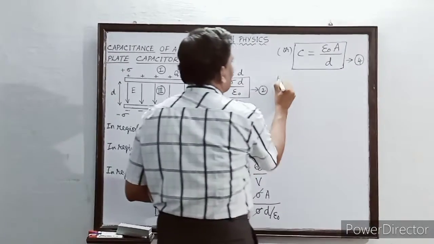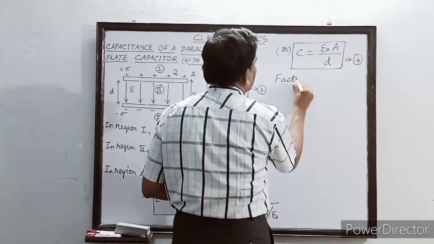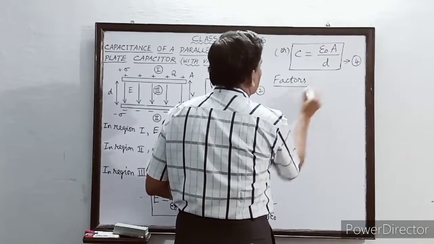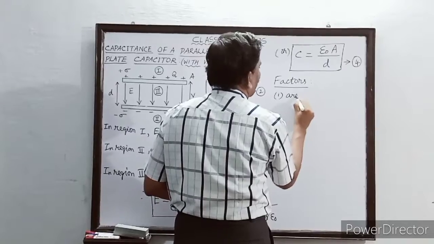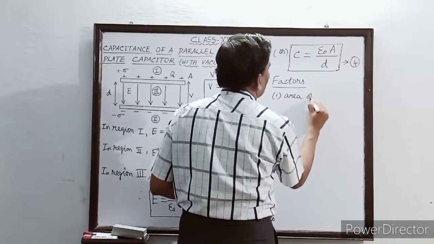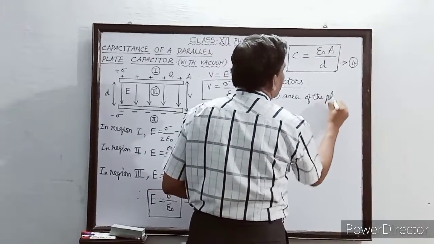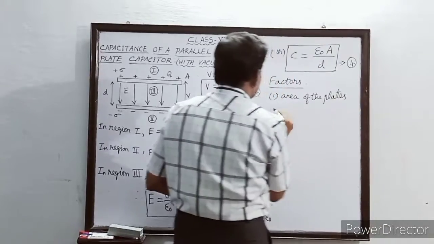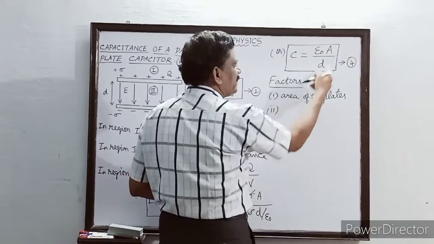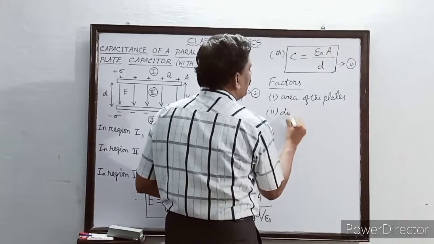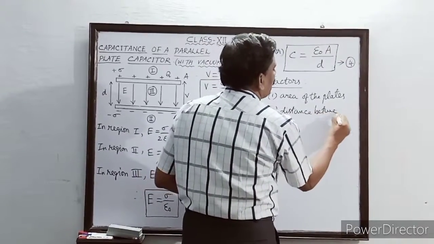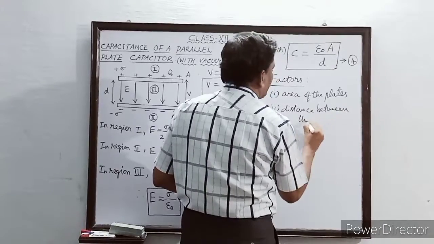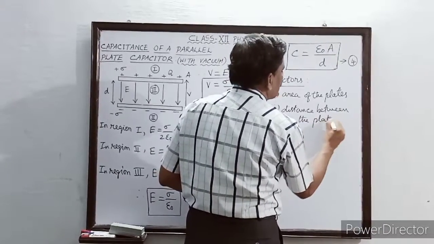So on which factors does the capacitance depend? The first one is the area of the plates of the capacitor. The second factor is the distance between the plates. That is the second factor on which the capacitance depends.